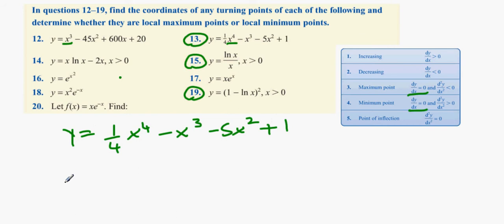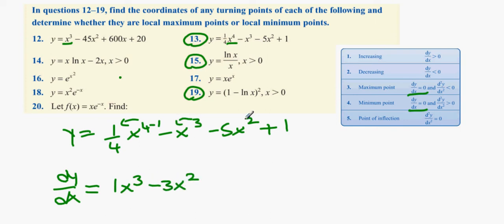We're going to differentiate this. Now when we differentiate, the 4 goes to the front, multiplies by the quarter to give you 1. Take 1 away from the power and we get 1x cubed. 3 goes to the front, and then take 1 away from the power, 3x squared. 2 goes to the front, multiplies by the minus 5 and becomes minus 10x. Then the 1 turns to a 0. The first derivative has to equal 0, which it now does.